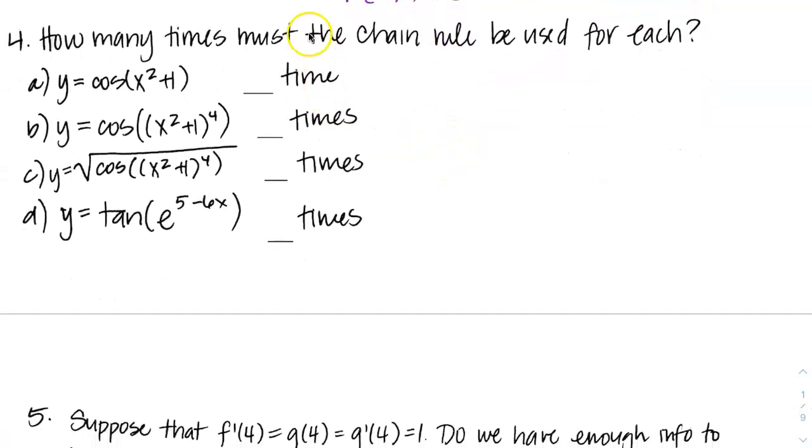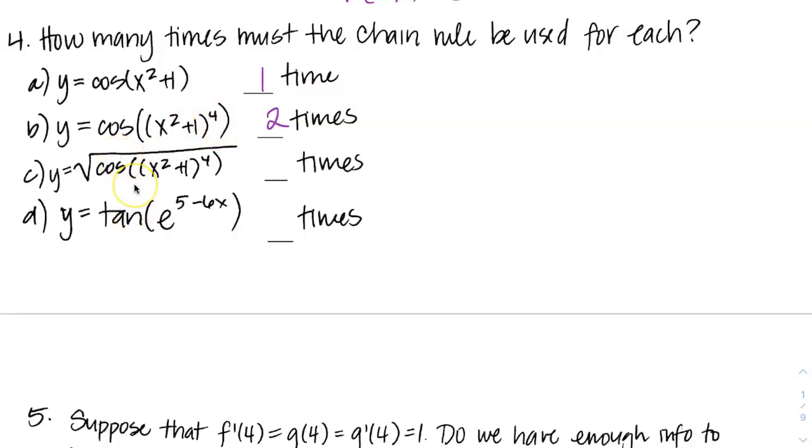Next one. How many times must the chain rule be used for each? So in this case, we just got to try to figure out how many times we're going to use the chain rule. In this case, I'm just going to use it once. Take the derivative of the outside, then the inside, and you're done. The next one, if I take the derivative of the outside, I have this inside here, but that has a chain rule in itself. So that's going to be 2 times.